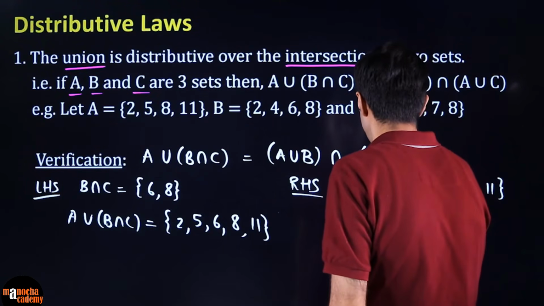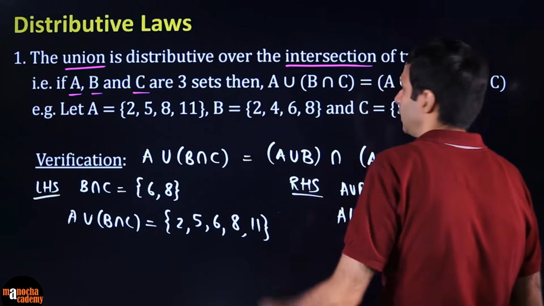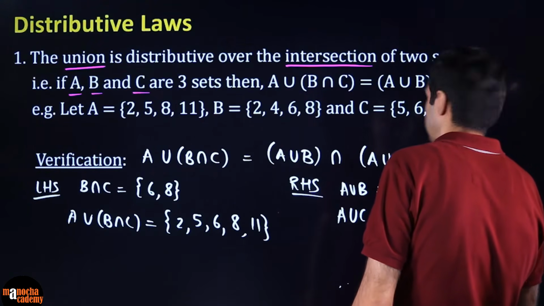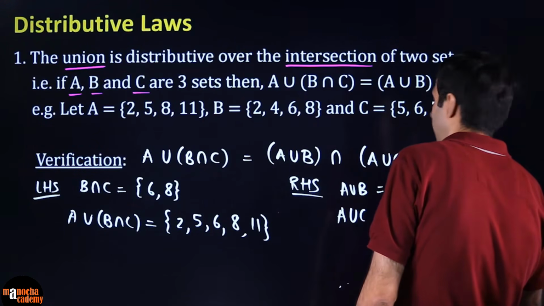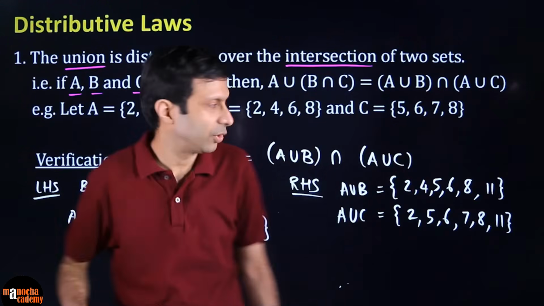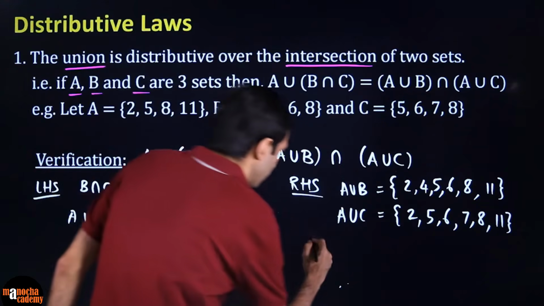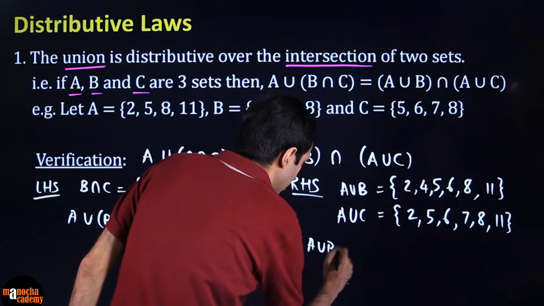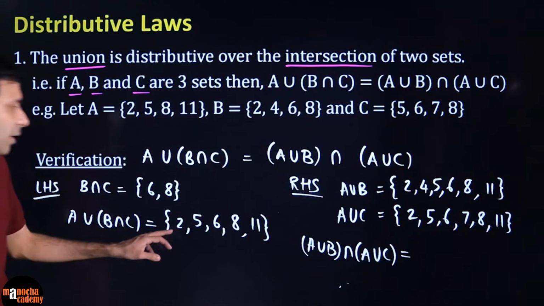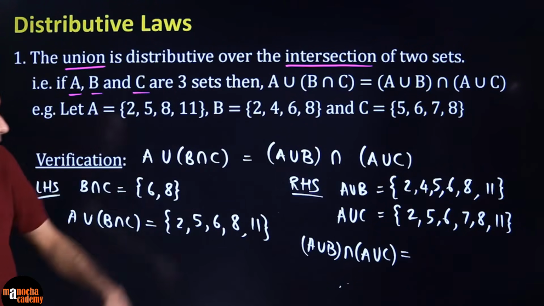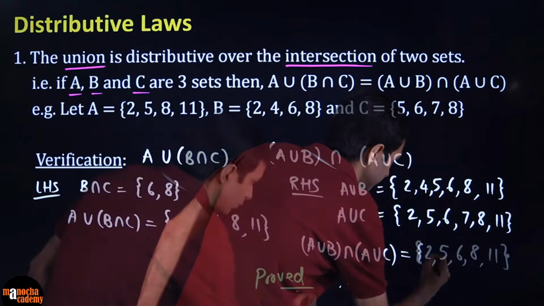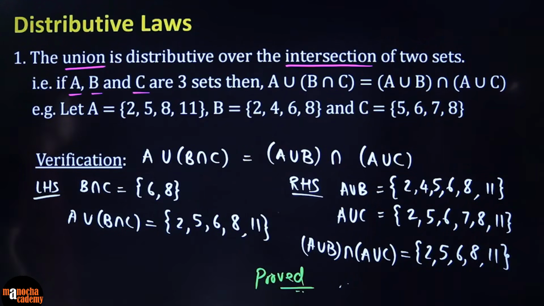What is A union C? A union C is 2, 5, 6, 7, 8, 11. So what is the intersection of these? Check it. What is the intersection of A union B intersection A union C? Are you going to get 2, 5, 6, 8, 11? Check it. Yes, 2, 5, 6, 8, 11. See, we have proved it. So this is how you verify.